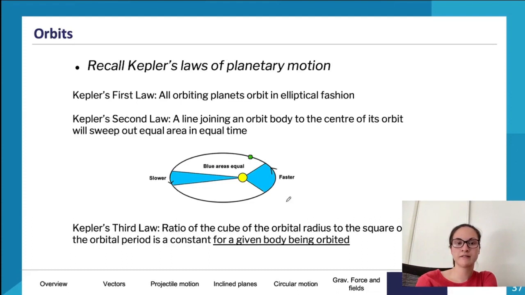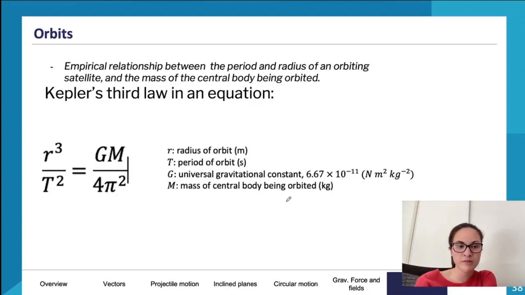Kepler's second law: a line joining an orbiting body to the center of its orbit will sweep out an equal area in equal time, okay? You don't really do much with the second law in terms of calculations, it's more so the third law. The third law is that the ratio of the cube of the orbital radius to the square of the orbital period is a constant for a given body being orbited. I'm pretty sure that's given to us here.